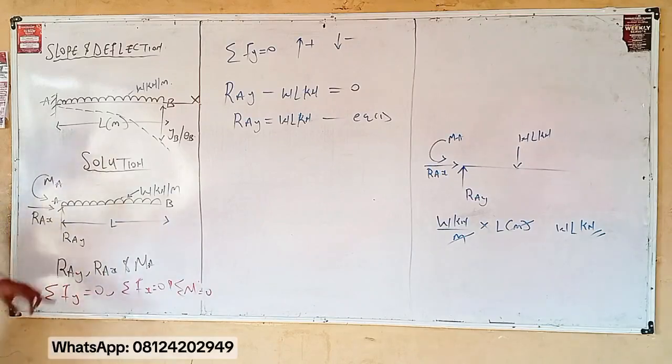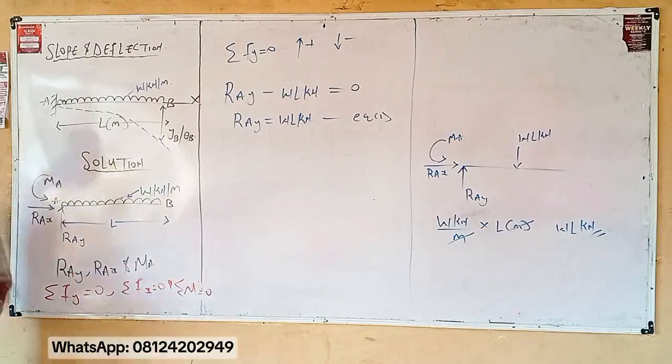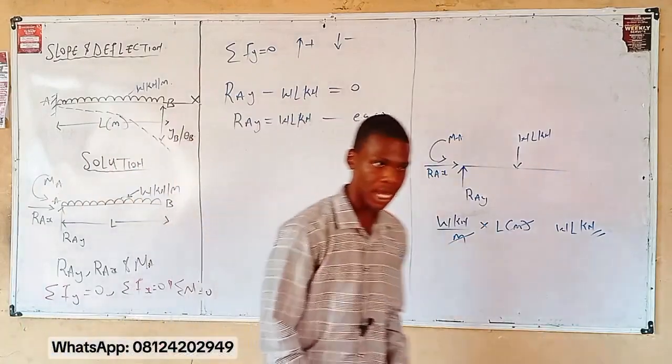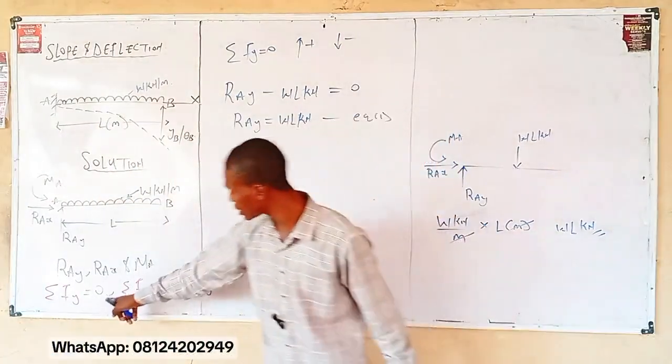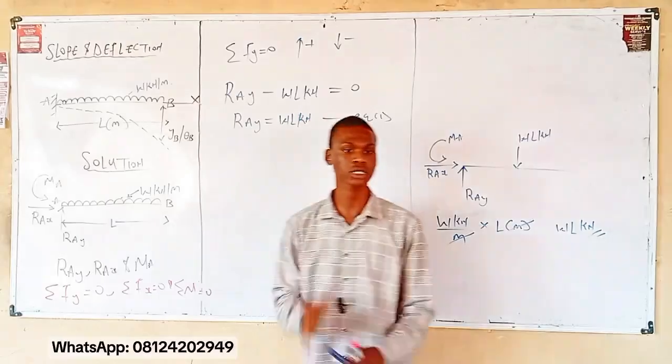RAY, RAX, and NA. Now, out of this unknown, we already know the value of RAY, true or false? Yes. The next one is what? RAX and NA. Now, apply this second condition. Let me just hint you.